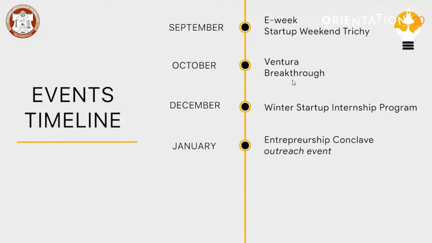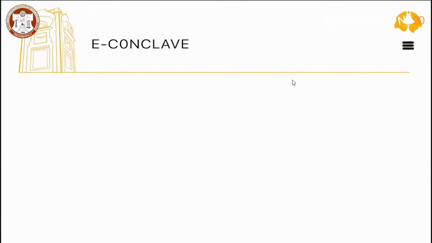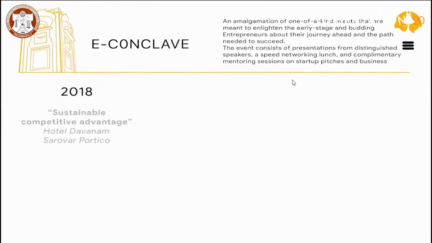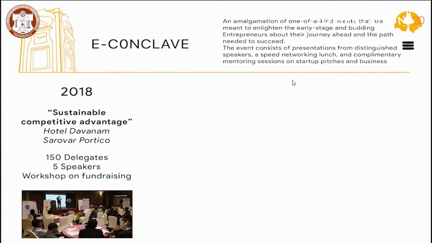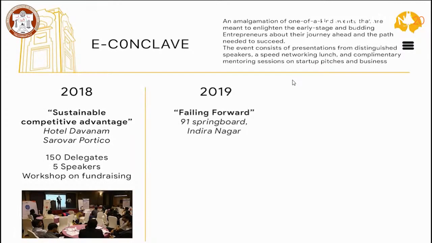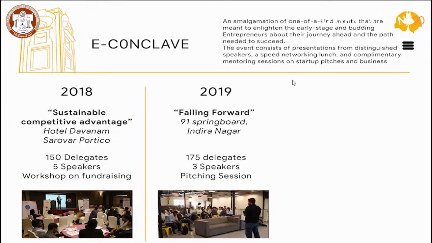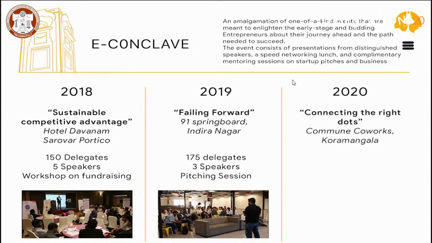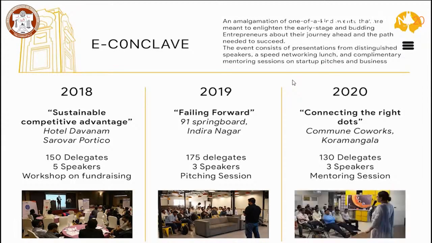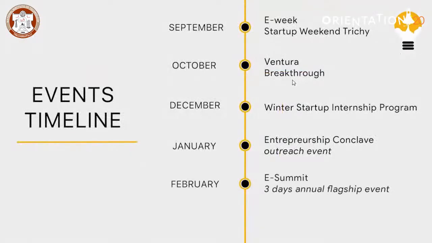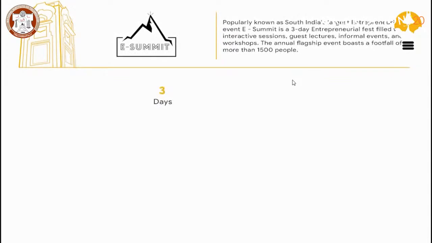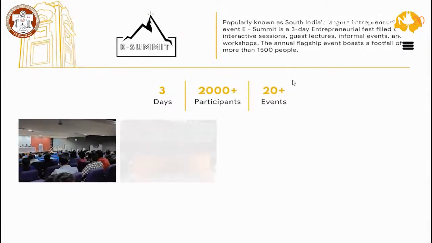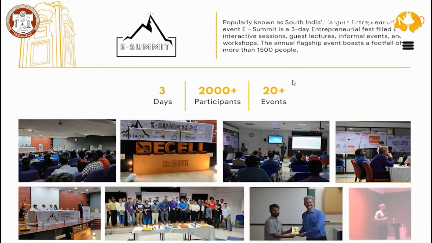Entrepreneurship Conclave. An amalgamation of one-of-a-kind events that are meant to enlighten the early-stage and budding entrepreneurs about their journey ahead and the path needed to succeed. The event consists of presentations from distinguished speakers, a speed networking lunch, and complimentary mentoring sessions on startup pitches and business. E-Summit. Popularly known as South India's largest entrepreneurial event, E-Summit is a 3-day entrepreneurial fest filled with interactive sessions, guest lectures, informal events, and workshops. The annual flagship event boasts a footfall of more than 1,500 people.